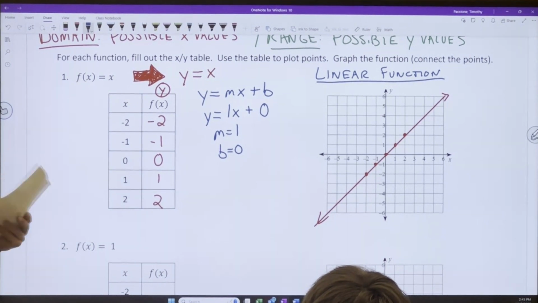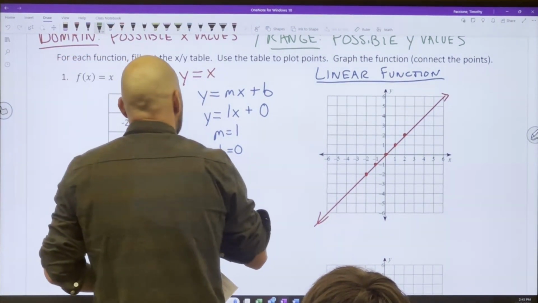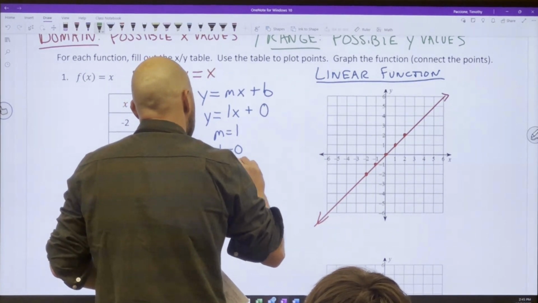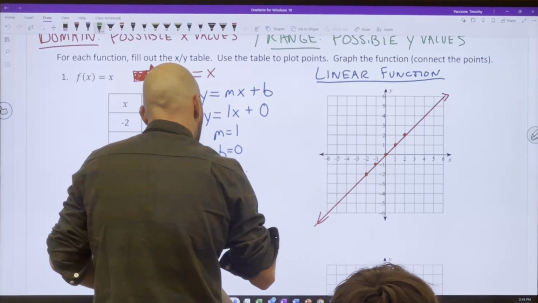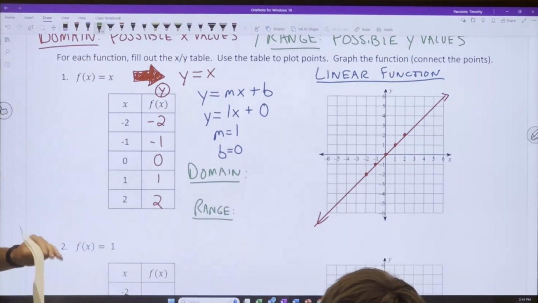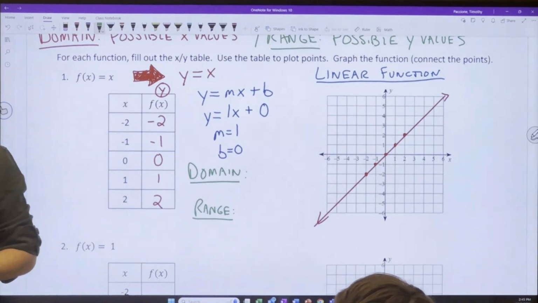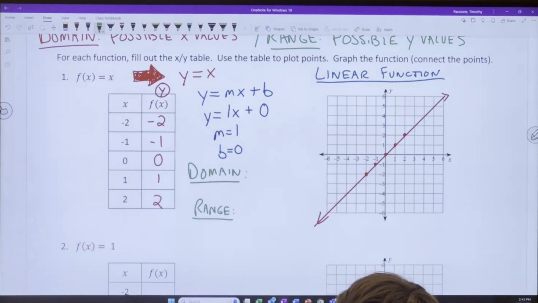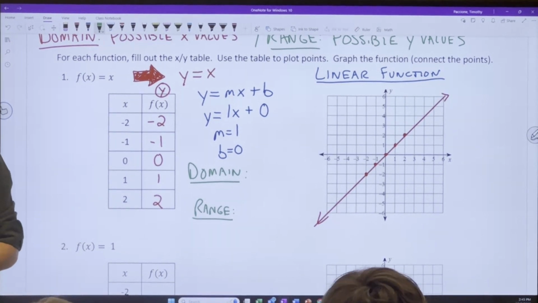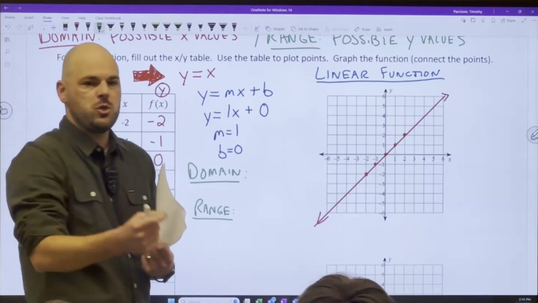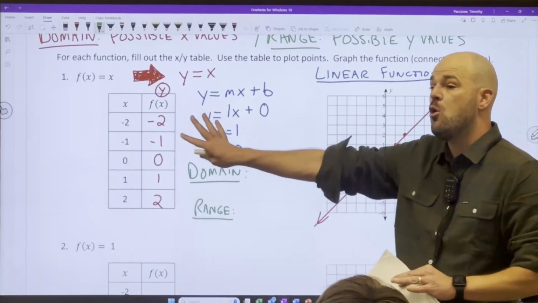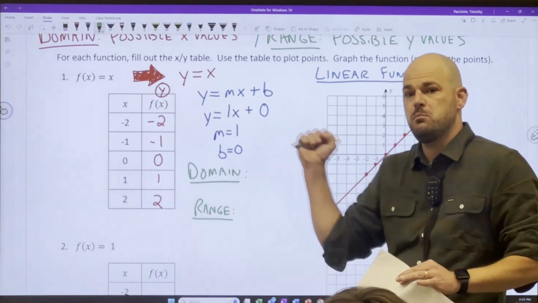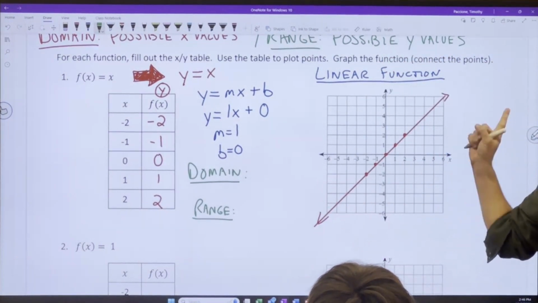Now, domain and range. Remember we said it's our possible x values and possible y values. A lot of students, like in my last class, I asked, what's our domain? What are our possible x values? And somebody said, oh, -2, -1, 0, 1, and 2, right? They're looking at the table. The table is a tool we use to graph. It's a snapshot of the function. It's not the whole function. It's just something that helps us get points. That's the whole function, right?